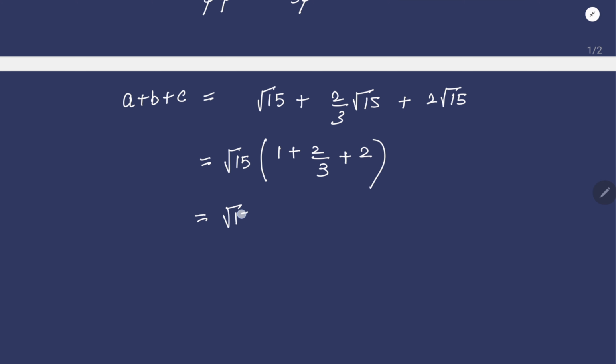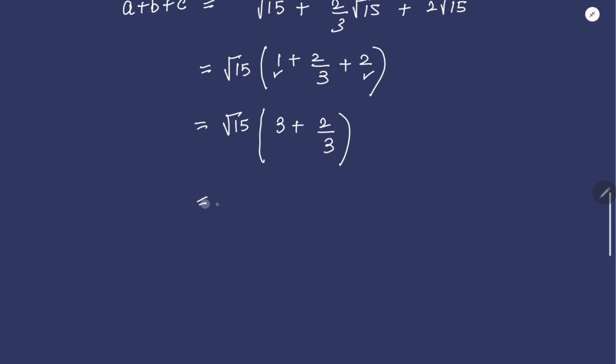So under root 15, now this 1 plus 2 will become 3, 3 plus 2 by 3, and when I solve this, I will make the denominator same. So 3 plus 3 times 3 is 9 plus 2, 11, 11 by 3. So our answer is 11 by 3 under root 15.